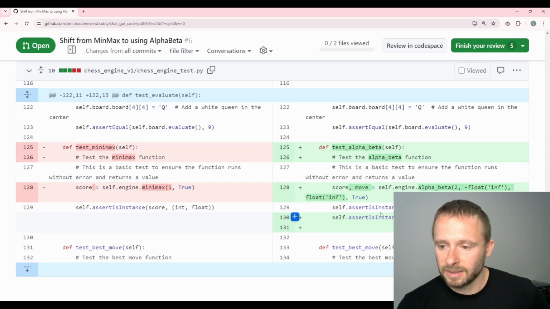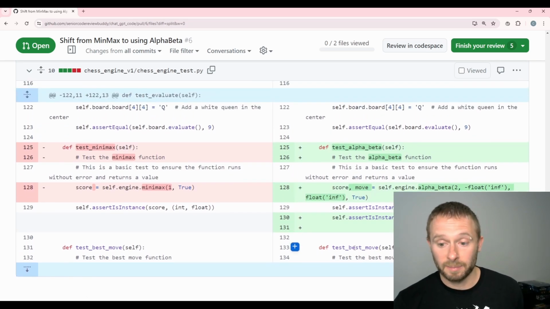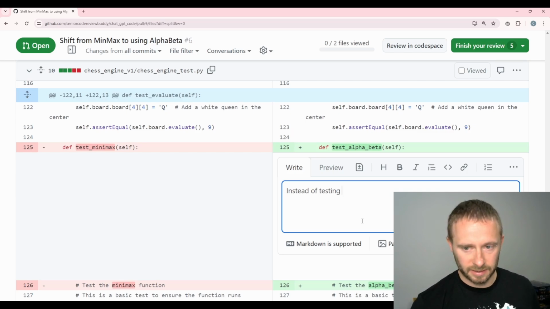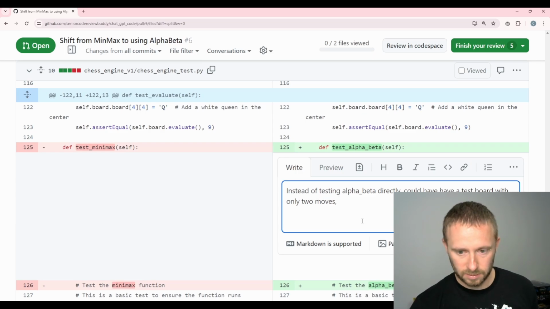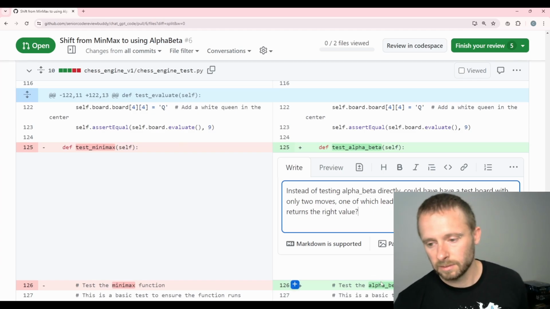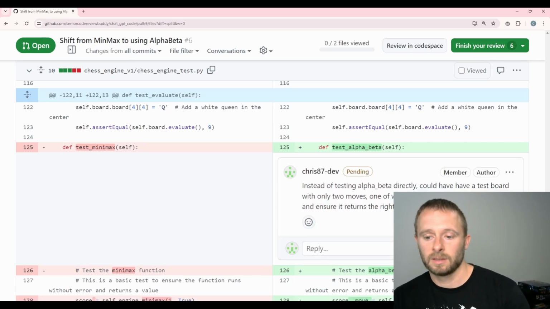Okay, and then for this testing, I said originally with the min-maxing that I'd get rid of this because it's an implementation detail. So I think we're better off testing that best move returns the correct moves. So instead of testing alpha beta directly, could we have a test board with only two moves, one of which leads to checkmate next turn, and ensure it picks that one? Because I think that's a better way of testing this.